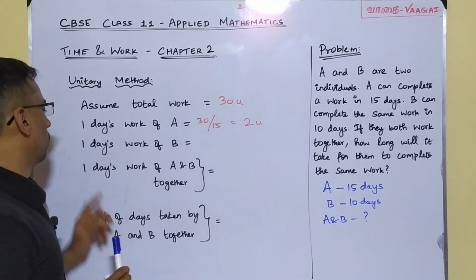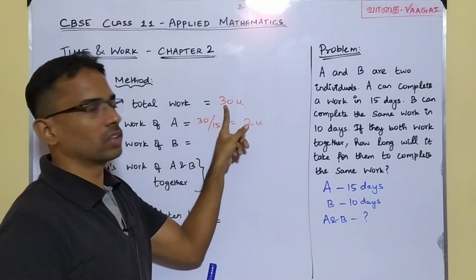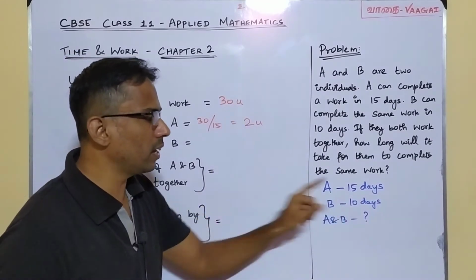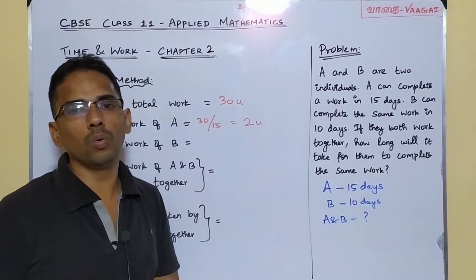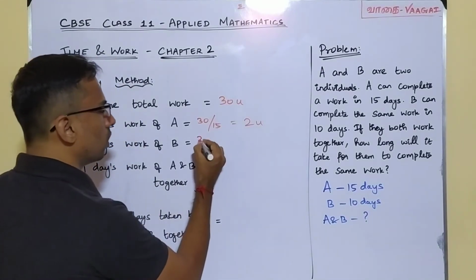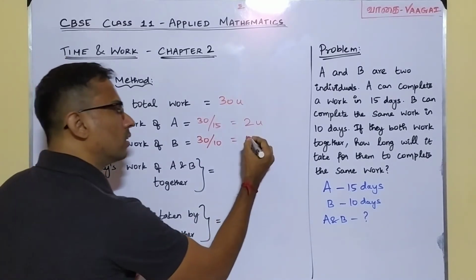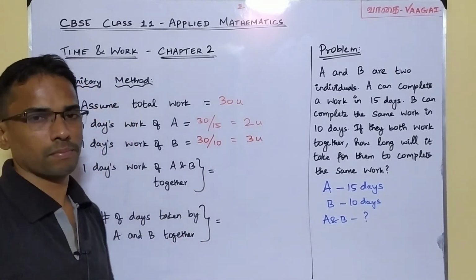Okay. Now 1 day's work of B. Again, the same work of 30 units is done by B in 10 days. So how many units of work can B do in 1 day? In the same way we have to divide. So 30 in 10 days. That means B is capable of finishing 3 units in every 1 day.